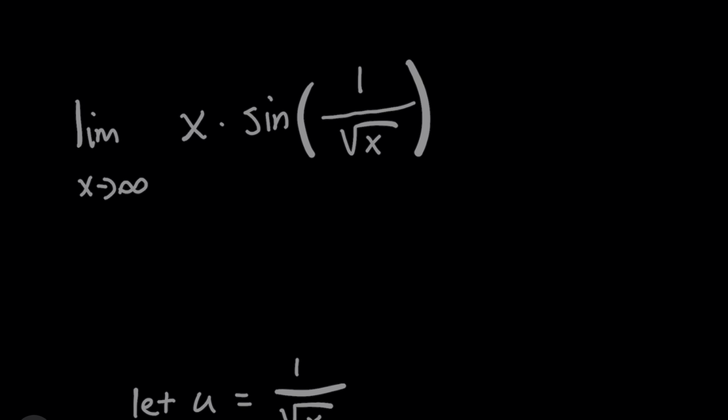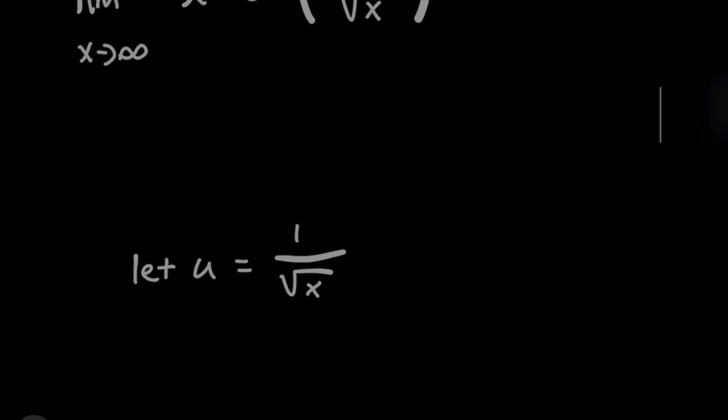When you look at this problem here, it's not enough to just say that because x is multiplied by a trig function that oscillates up and down, that we know what the answer is. We have to show more work on our exams, right? So I'm going to go ahead and use a really cool substitution trick. I'm going to let u equal 1 over square root of x.